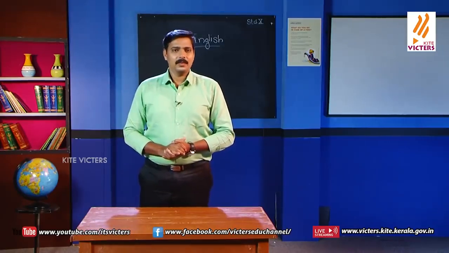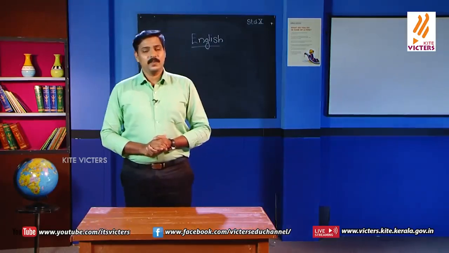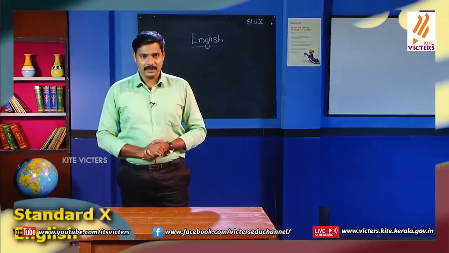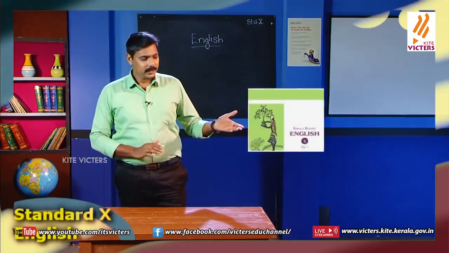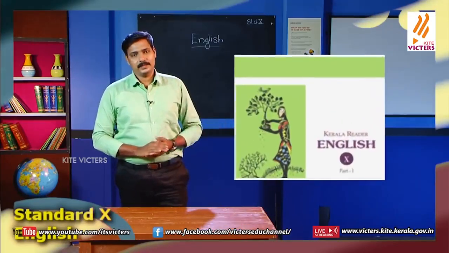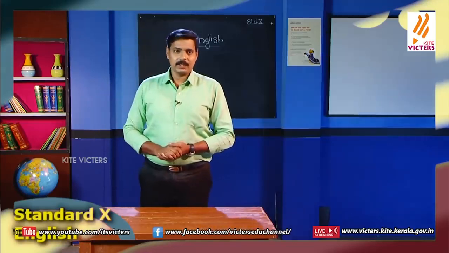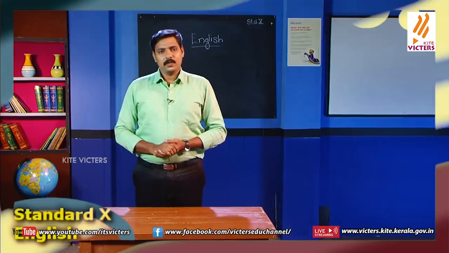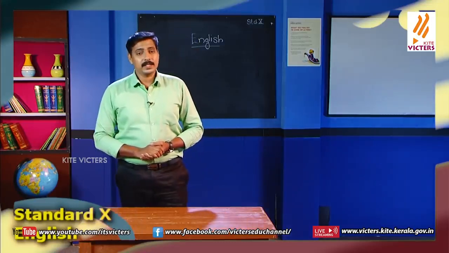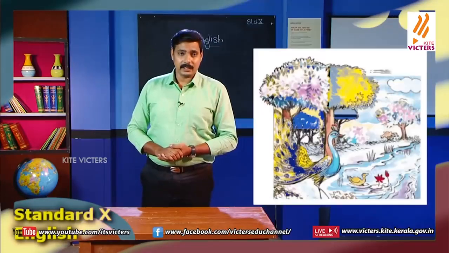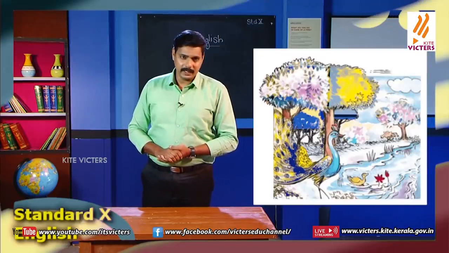First of all, we have to familiarize the first volume, Kerala English Reader Standard 10. Look here. Here is the cover page. Let us check what are the contents of this textbook. First unit is the glimpses of green. The name itself says it is related with nature, glimpses of green.